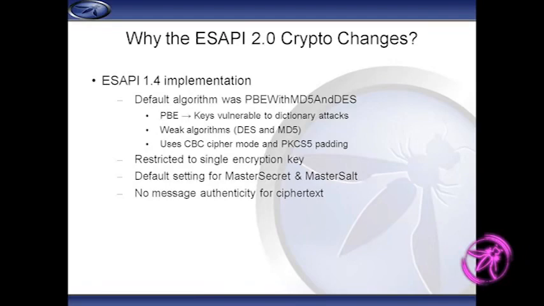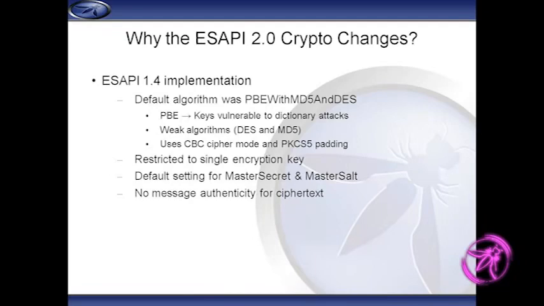In a later version of 1.4, we changed this to PBE with SHA-1 and DES EDE, which is triple DES. So it's a little bit better, but still not quite great. The other thing is that it uses CBC cipher mode, which I'll mention in a couple of minutes, and you'll see what the problem with that is. Sorry, it uses CBC and PKCS5 padding, but that meant it's prone to padding oracle attacks, which I'll talk about later.